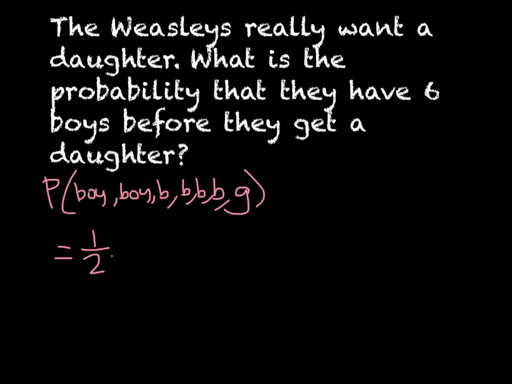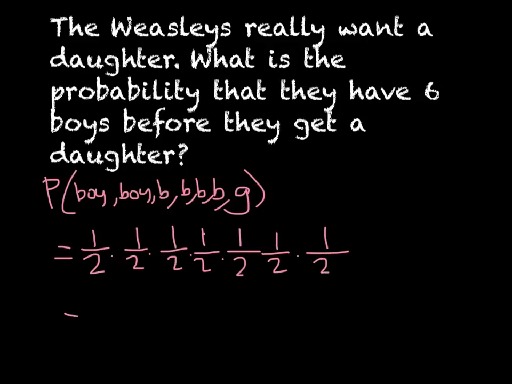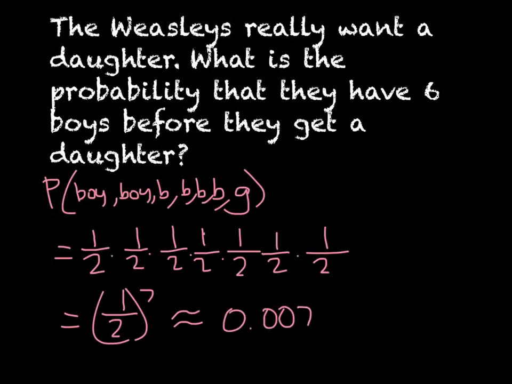Now, all of these events are independent because whether or not you get a boy as your first child has no effect on the gender of your next child, so we're just going to multiply. The probability that they get a boy the second time is, again, 1/2. So we're going to say 1/2 for all 6 of the boys, and then the probability that they get a girl as their 7th child is also 1/2. So that is 1/2 to the power of 7, which is about 0.0078.